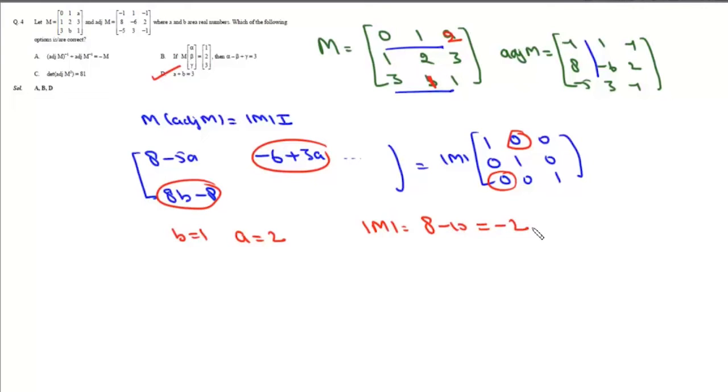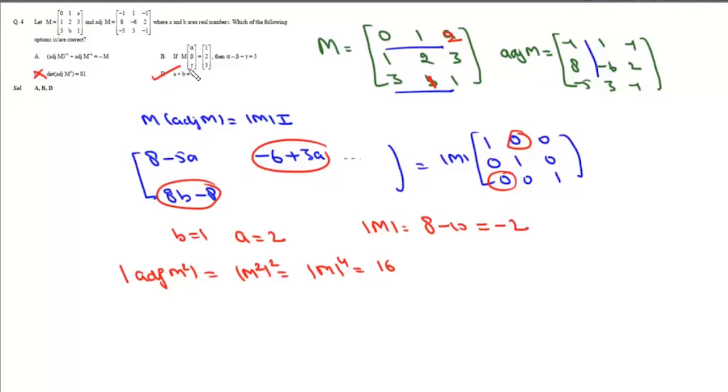Now if we look at option C, it is the determinant of the adjoint of M square. Now we know that the determinant of the adjoint is the determinant of A to the power n minus 1. So here it will be determinant of M square whole square, and there will be determinant M to the power 4, which is 16. Which means this option C is incorrect.